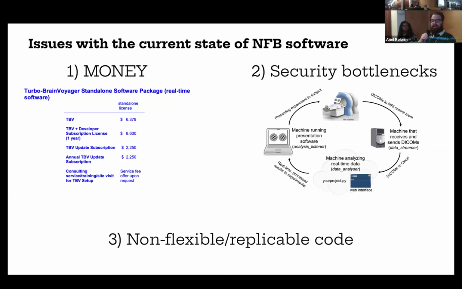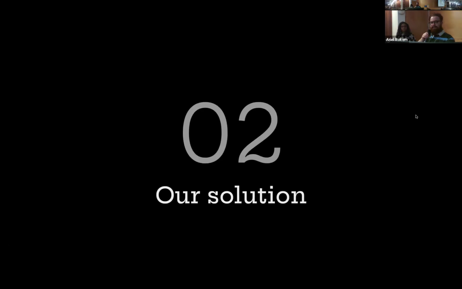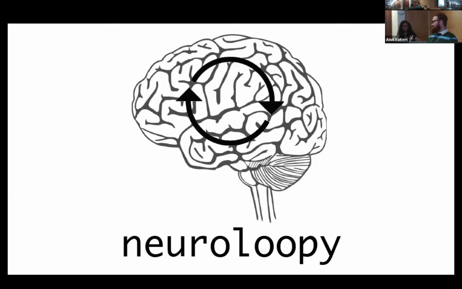The final issue is non-flexible or non-replicable code that labs write and use for their own experiments. That's where my motivation came from, and it's what I was dealing with in my lab. Some grad student 10 years ago wrote some Python code that my advisor said would be plug and play, but I spent about 6 months trying to change it. So ideally, software for research is open and accessible, flexible, and easy to implement. That brought us to the solution that we started tackling this week, which is NeuroHackademy.